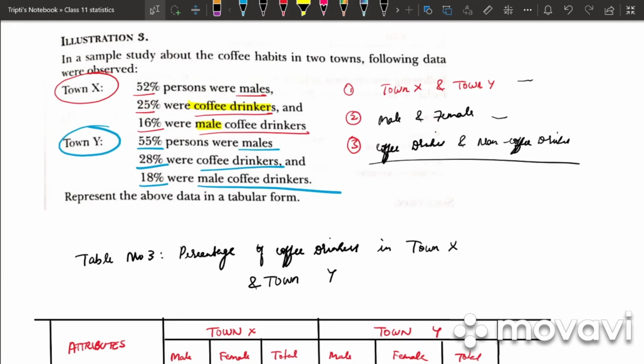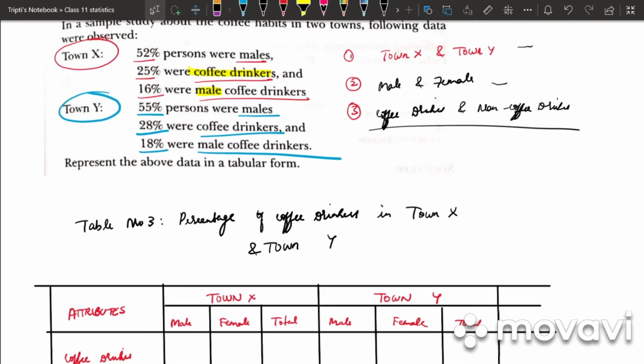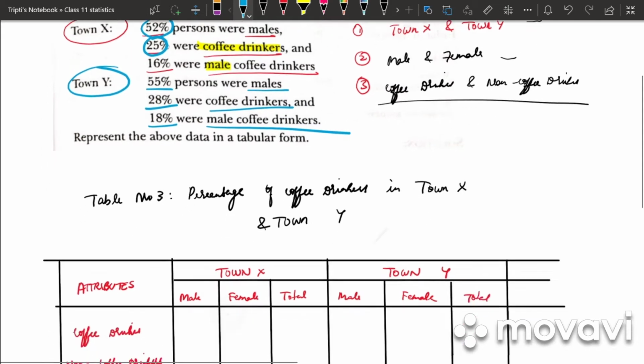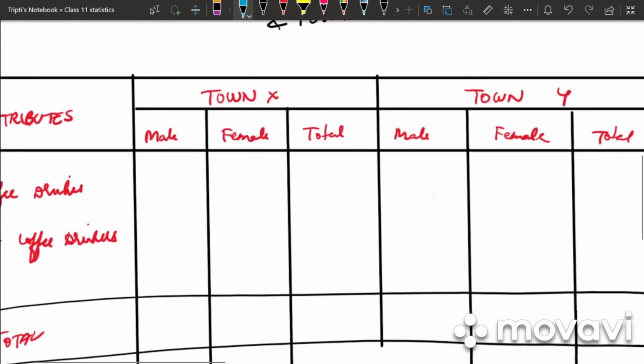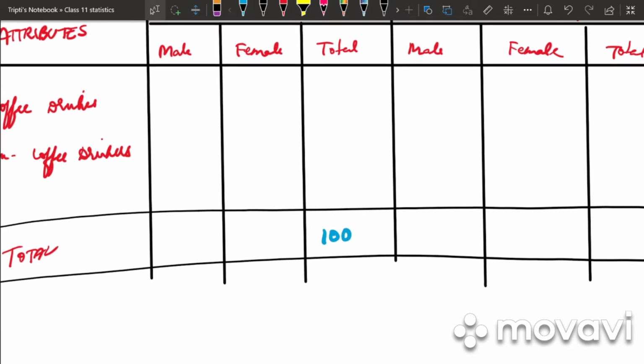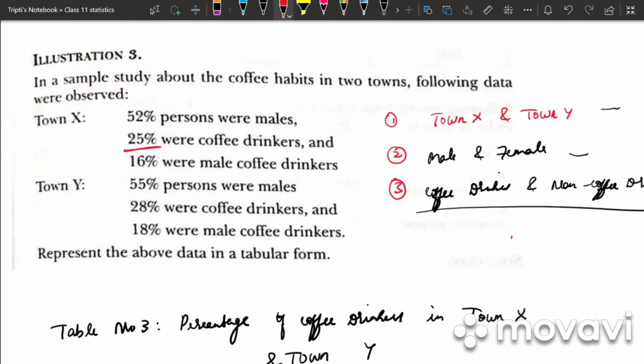So is this a blank table? No. We have to represent this data in a tabular form. So we have prepared the table. Now we need to do the numbering. First thing, it has been given in percentage. So whenever anything is given in percentage, we assume that the total will be 100. So under the total column, in your column as well as row, you will be writing 100 on both sides.